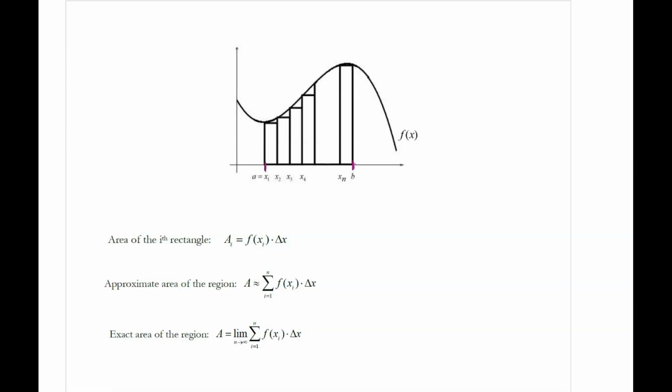We know that we could break this up into small rectangles. If we subtract B minus A, that gives us the width of that entire interval that we're considering. And then if we divide that by n, where n is the number of subintervals, what we get is delta x, and we said delta x represents the width of each subinterval.